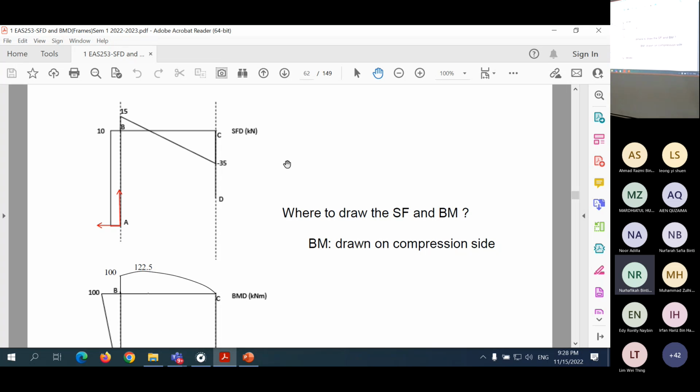Now, I want to talk about where to draw the shear force diagram and bending moment diagram. Then we will take a short break. Where to draw, okay?